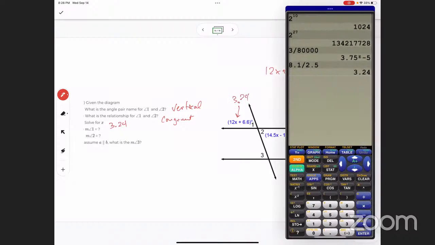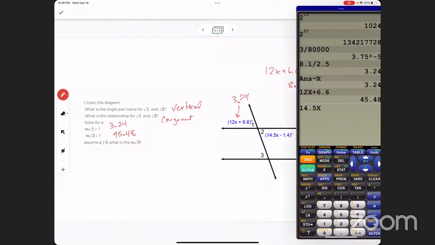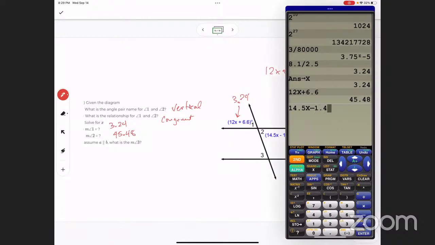Let me show you a trick. On your graphing calculator, if you store that 3.24 for x, hit enter. Now every time I type in an x, it's going to plug that in for me. Now I hit enter and it's 45.48. And the other one better be the same, right? 14.5x minus 1.4. It should be 45 point. Uh-oh.